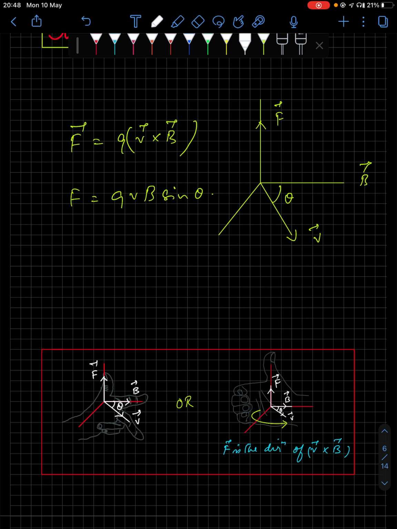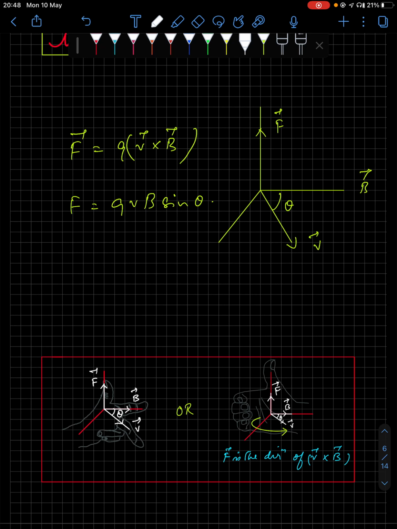Now our relation comes out to be F equal to QVB sine theta. So we have four special cases here. Case number one, if theta equal to 0 degree or 180 degree. Now you see sine 0, sine 180 both give you the value 0. In such a case F will be 0. So no magnetic force acts on a charged particle which is moving parallel to the magnetic field or moving anti-parallel to the magnetic field.